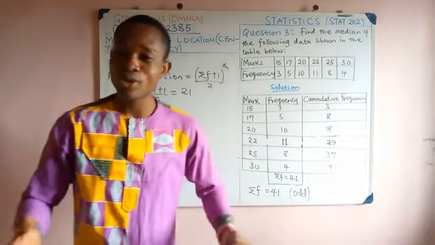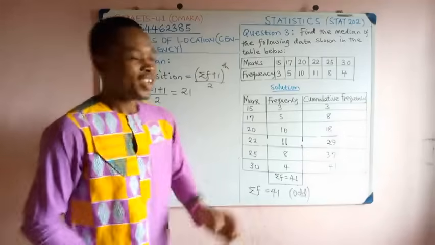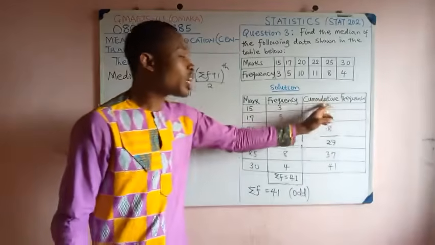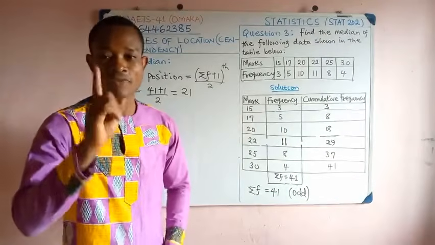At this point, what do we do? Are you ready to write? Good, keep writing. Let's go. With this 21, we would go to the cumulative frequency column and locate 21. That's the first thing we do.